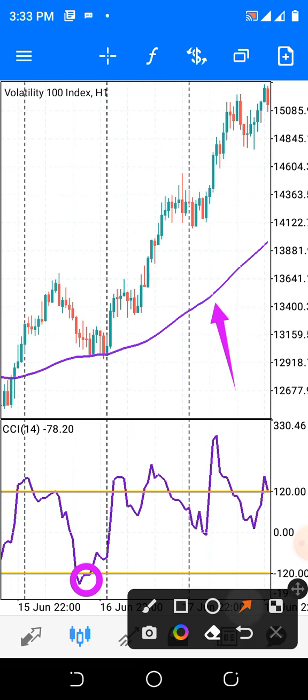You take what? Buy position. If you watch, this is where the CCI touched the lower horizontal line of it. So you take a buy position here. Do you understand? And if you watch, this is a lot of gain for you. We proceed.